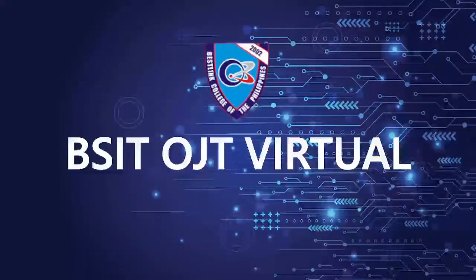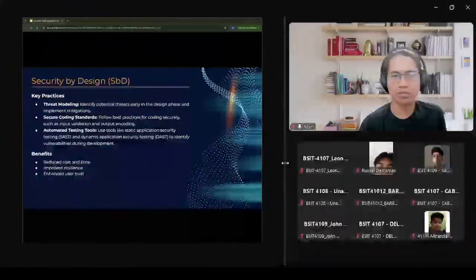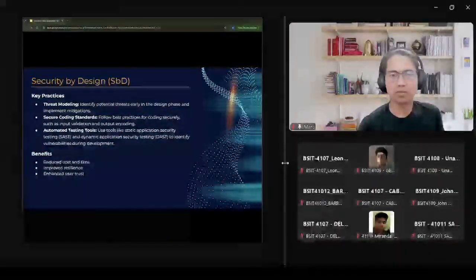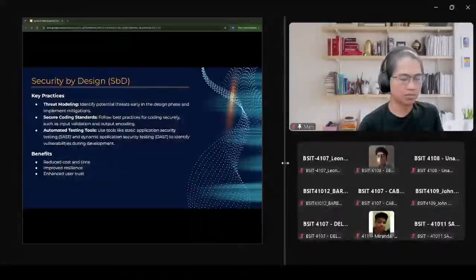It reduces... For instance, a healthcare application using SBD might safeguard patients' records more effectively, even in the event of a cyber attack.